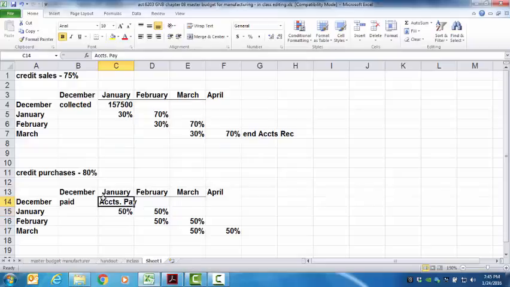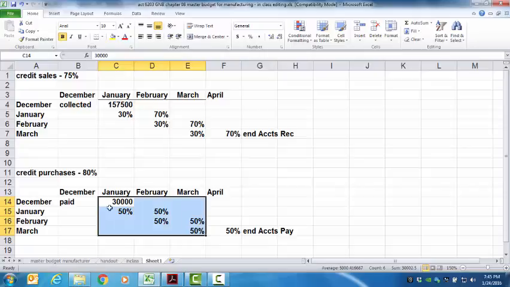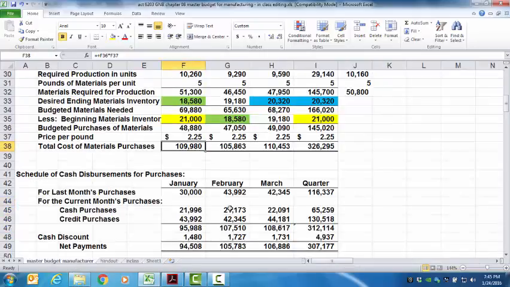So, really, this is $30,000. I can put that in there. And just like we saw up there with the sales, this over here will be my ending accounts payable. And we'll come back and calculate that in just a bit. So, let's take all of this and put it into my budget.